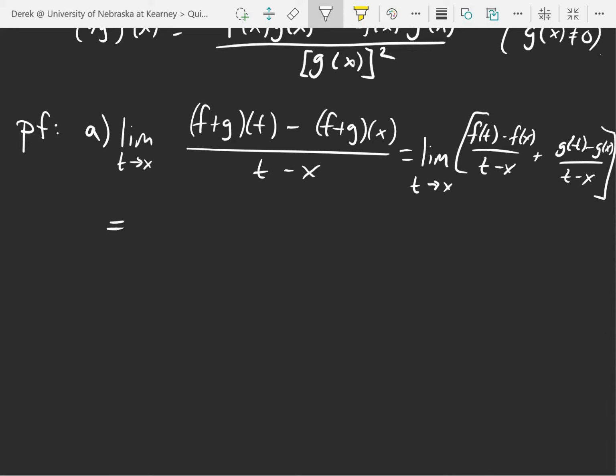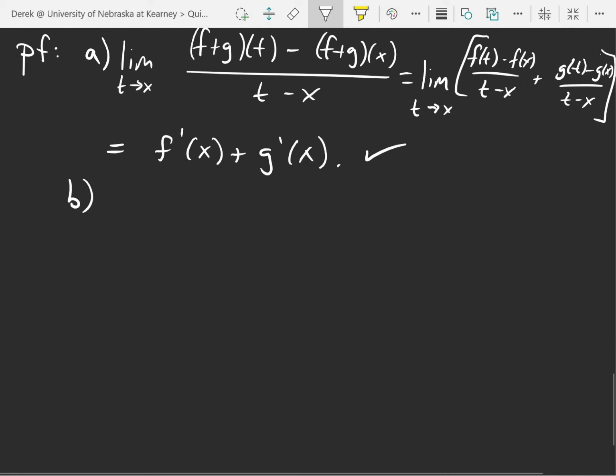Well, by our summation of the limit of two sequences, since each one of these converges by assumption, this is f prime at x plus g prime at x. Checks out for A. That one's not bad at all.